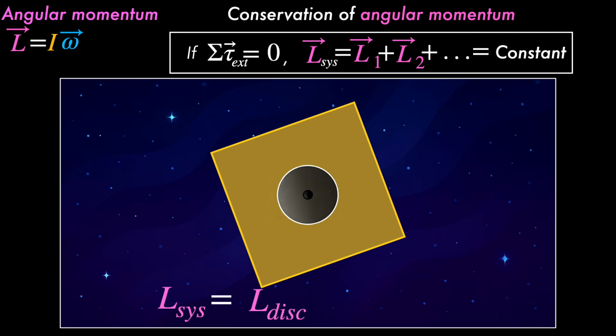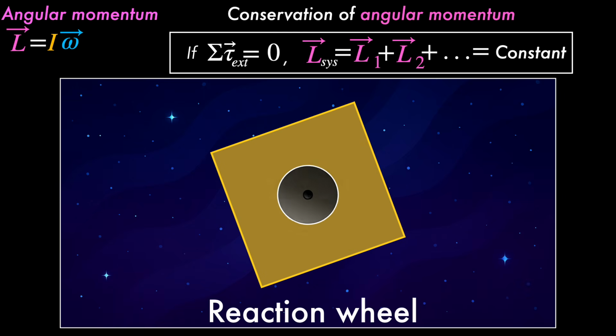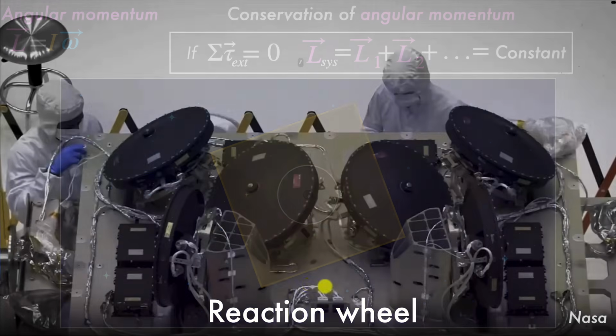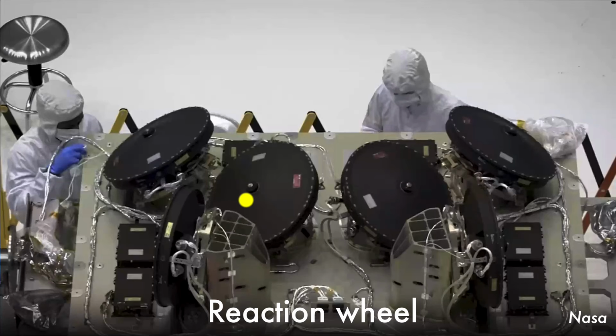This device is called a reaction wheel. And this is how we control rotations of satellites. So here's an example of how these reaction wheels look. We have 3 reaction wheels to control rotations along 3 axes. And we usually have another set as a backup, just in case some of the others stop working.